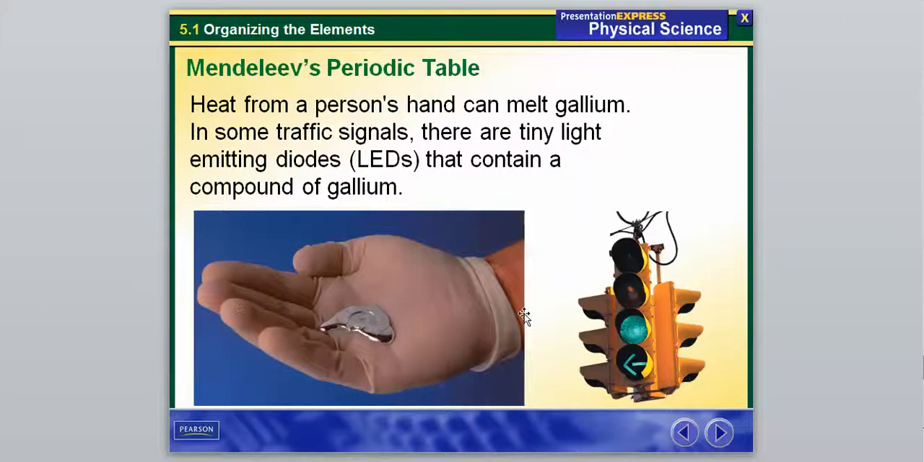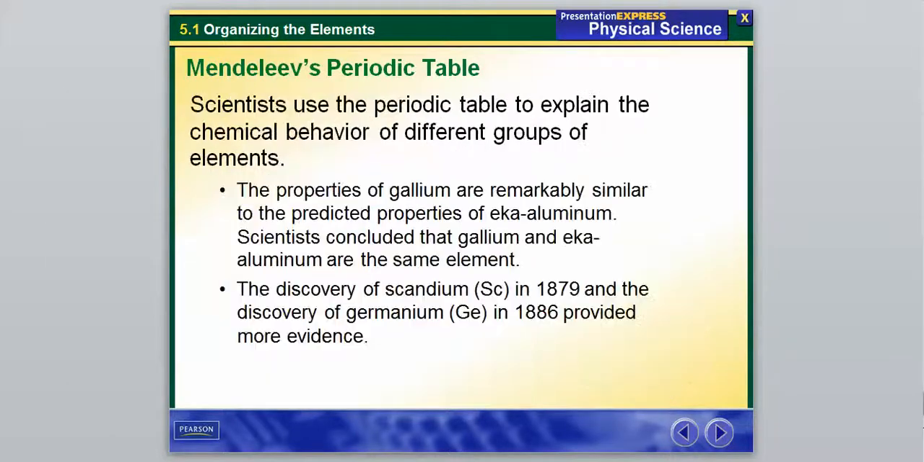And just some real-life uses for gallium: it's used in some traffic signals that are tiny light-emitting diodes, or LED lights, and they contain a compound of gallium. So gallium is actually used quite a lot in our LED lights. And scientists use the periodic table to explain the chemical behavior of different groups of elements.